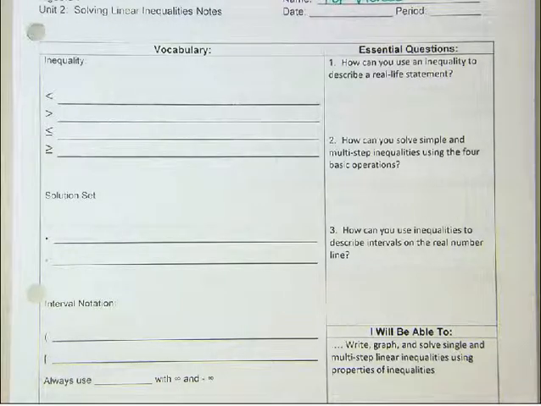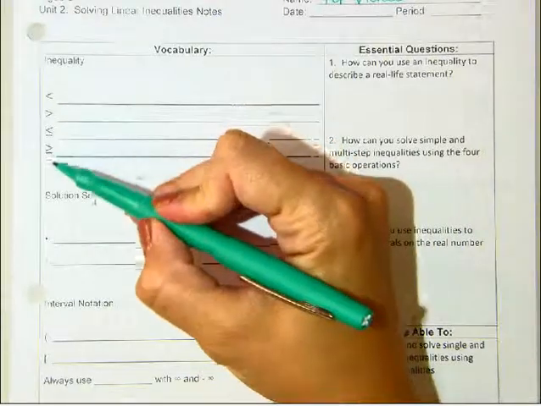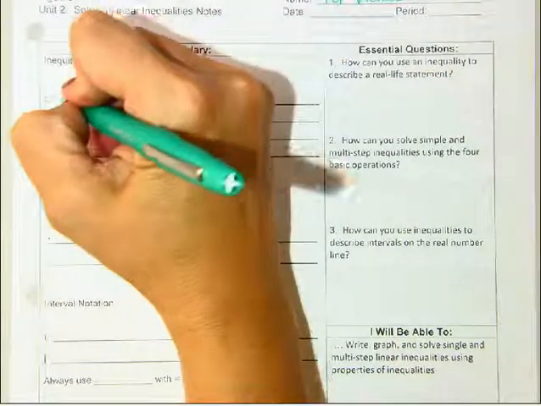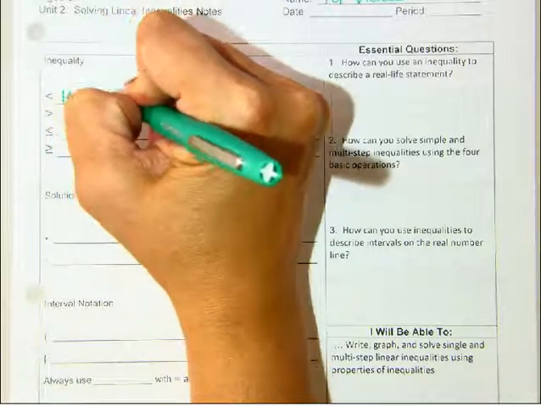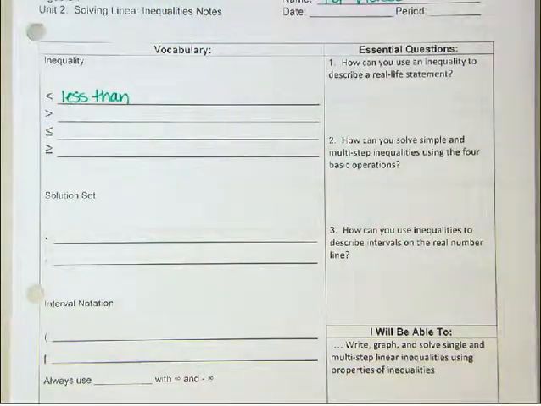All right, these are the notes for Chapter 2, Section 1. We are now working on solving linear inequalities. So we don't have an equal sign anymore. We'll have symbols like this, okay? This top one means less than. Okay, mathematically, that's how we phrase it.